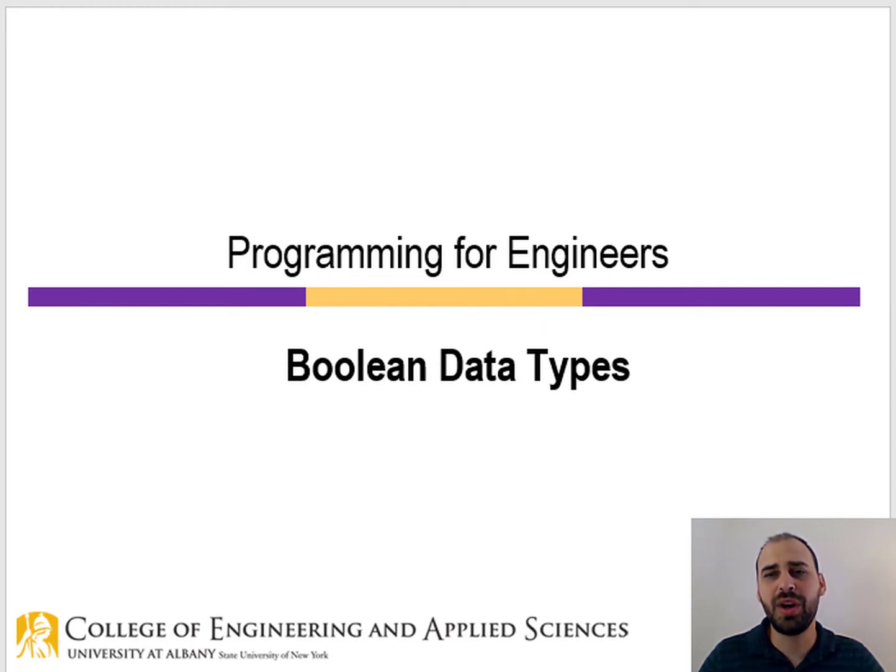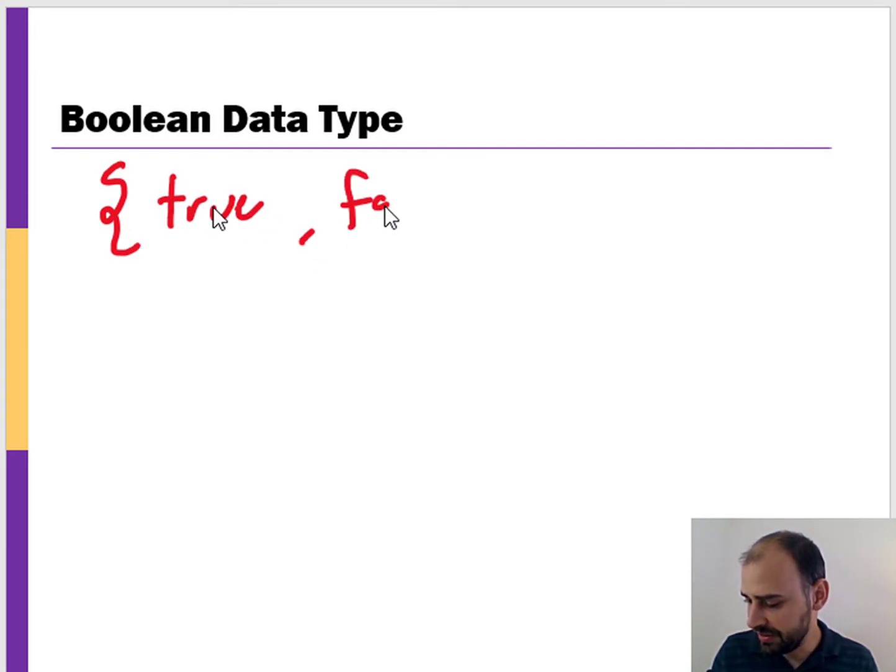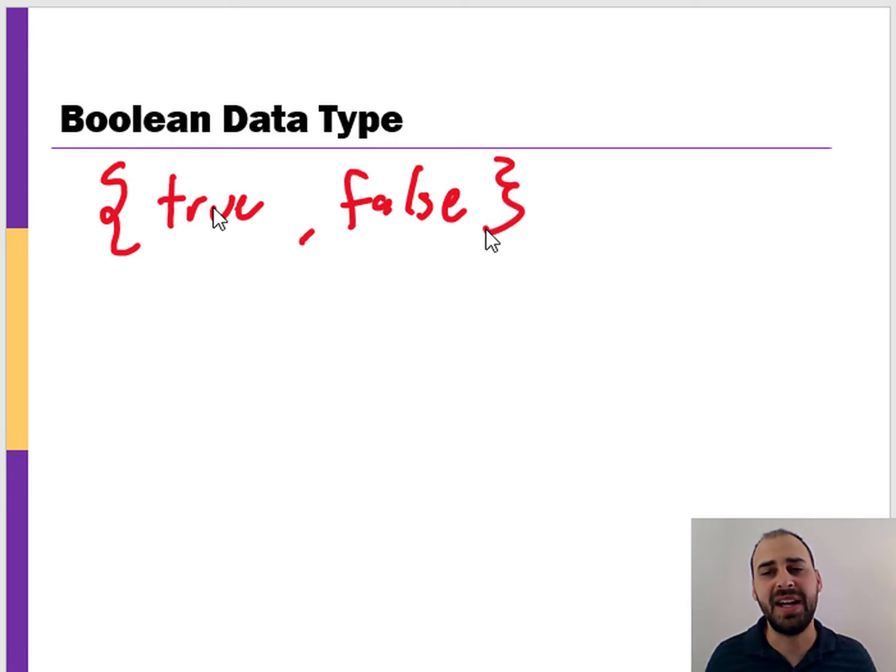In this video we're going to introduce a new data type called Boolean data types. Boolean refers to true or false. This data type is going to have only one of two conditions. It's either going to be true or it's going to be false. That's it. So the range of this data type is just true or false. Those are the only two values in the set of that data type.